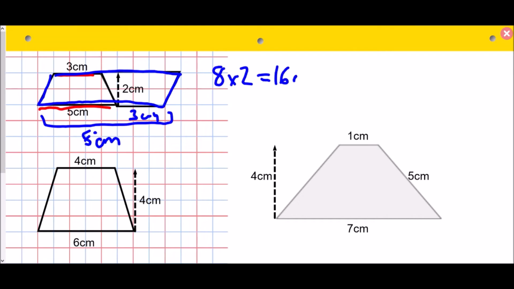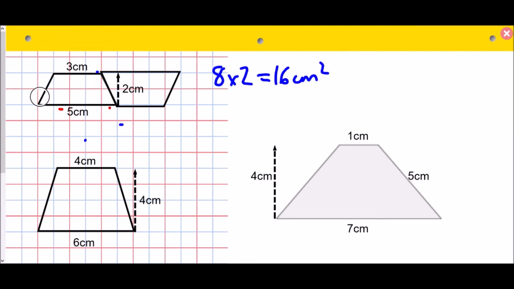But this is not a full parallelogram. If I take away the pieces that I added in and take us back to just the original shape, the original is only half of that value. And so I now need to divide that answer by 2. The area of the trapezium would actually be 8 centimetres squared.